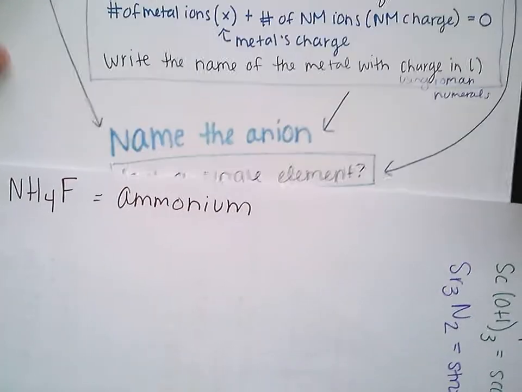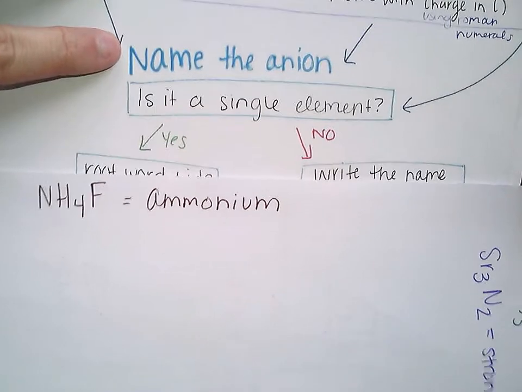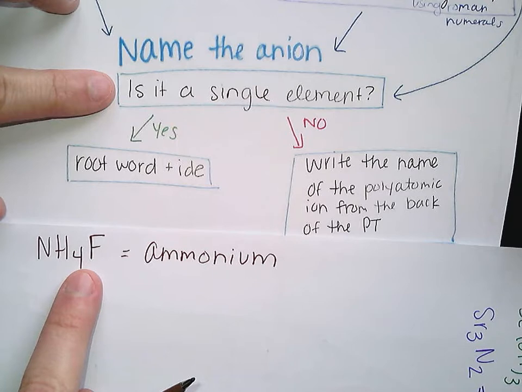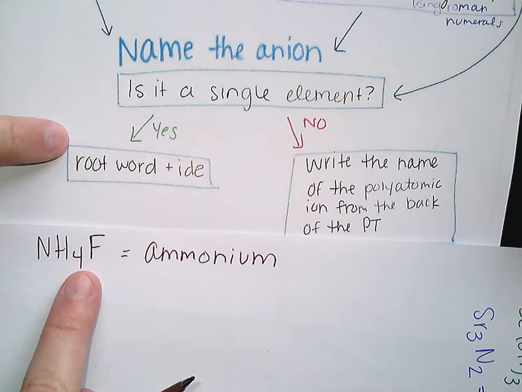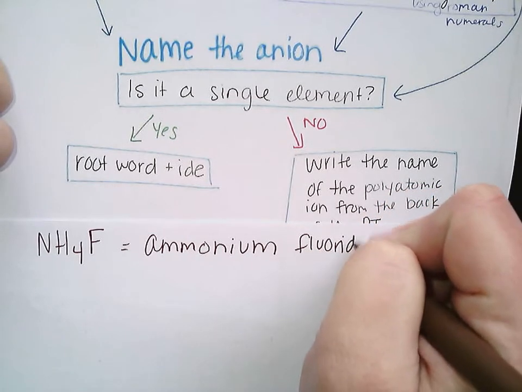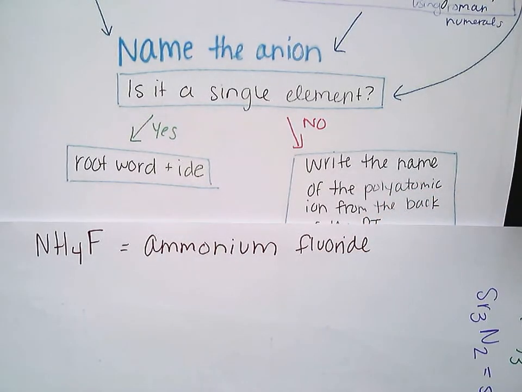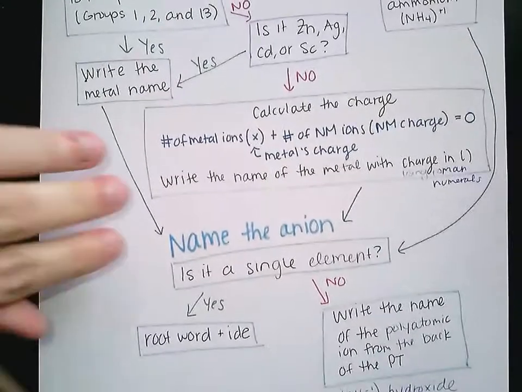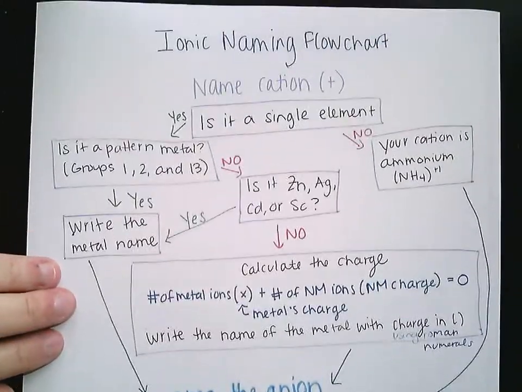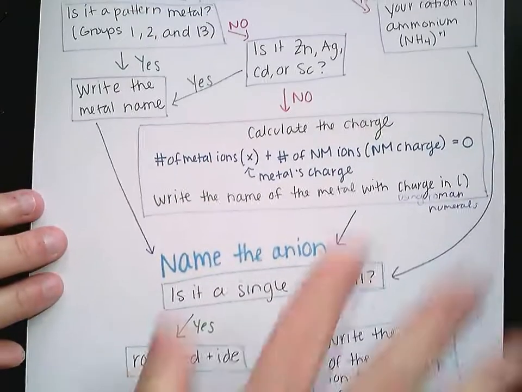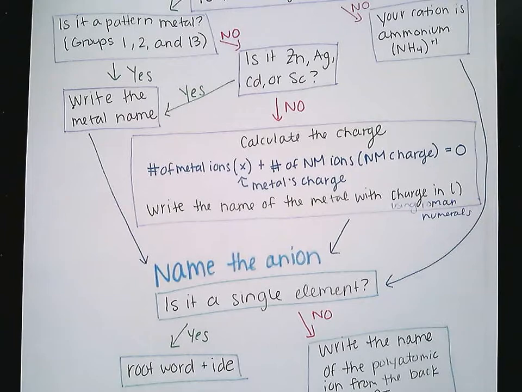And I'm going to slide on down here to naming the anion. So the anion here is just an F. So is that a single element? Yes, it is. So we're going to do our root word plus IDE. So we're going to do fluoride. Check out using this as a whole. See what questions you have. If you think we need to add something to it, let me know. But that's kind of a general breakdown of how we put all of that we have learned in ionic naming together.